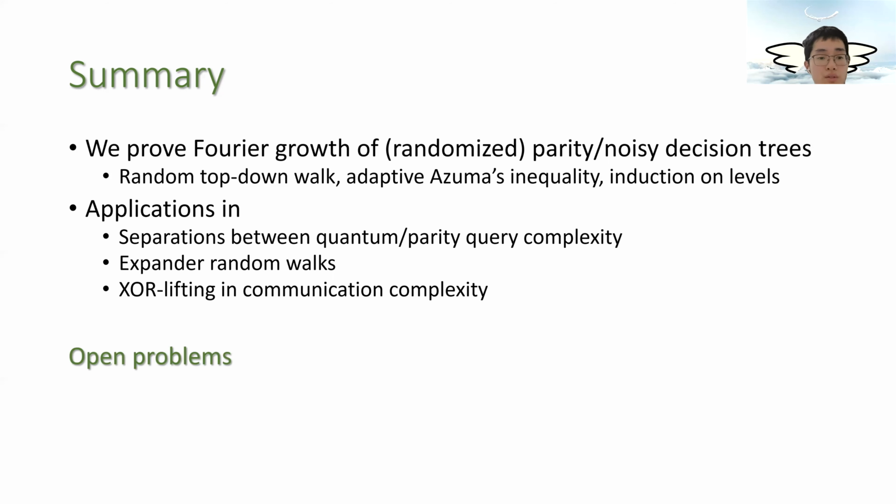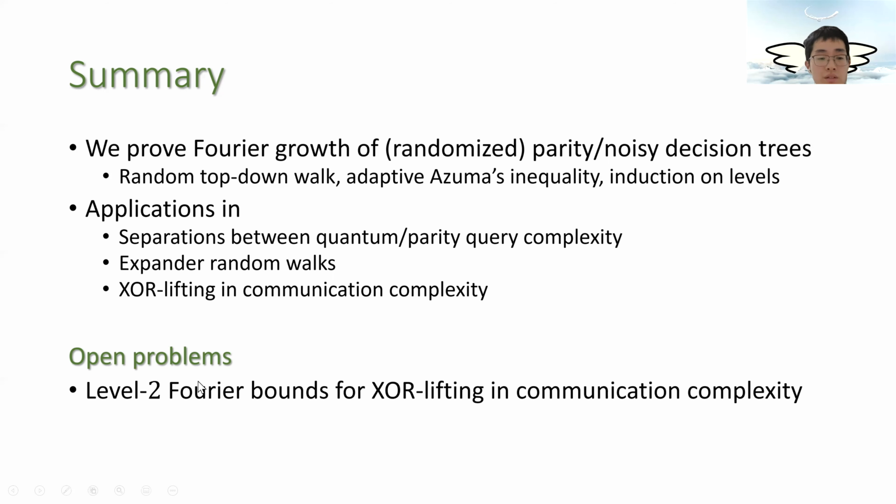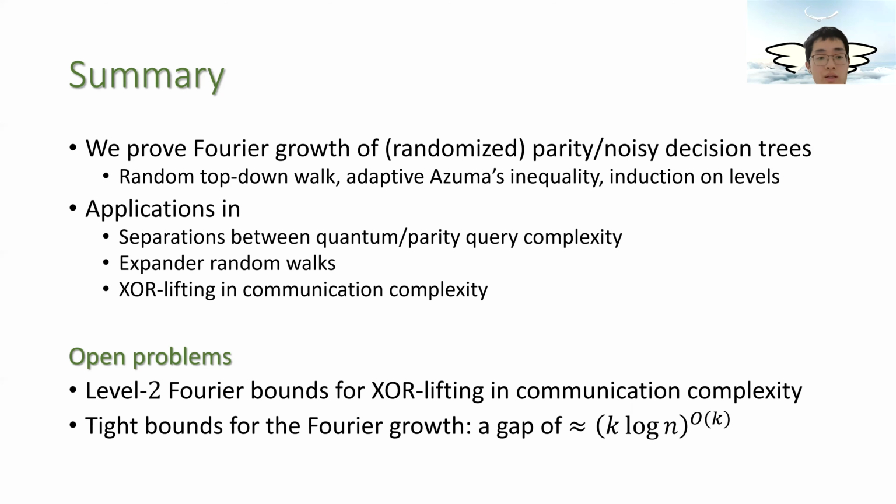Here we mention two open problems. The first is what we mentioned in the application, the second level Fourier bounds for XOR lifting in communication complexity. We only verified it if the XOR lifting protocol is a parity decision tree strategy. And the second open problem is the tight bound for the Fourier growth. There is a gap of roughly k log n to the k between upper bounds and lower bounds. It would be nice to close the gap.